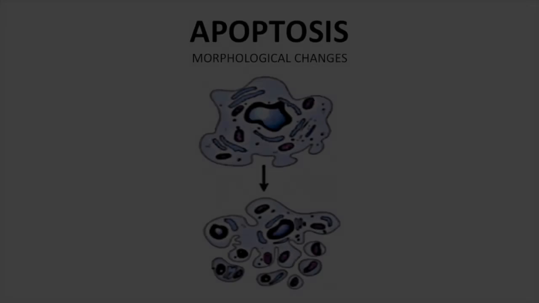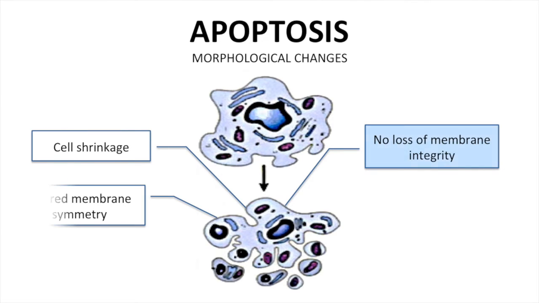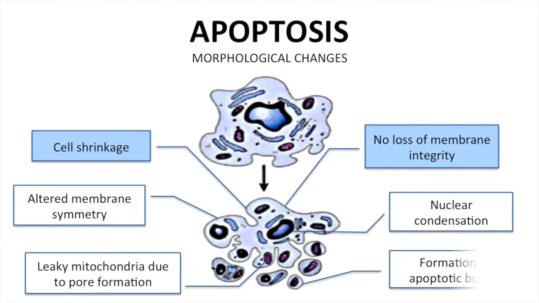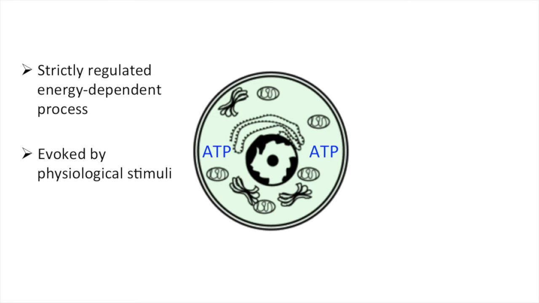Apoptosis, otherwise known as programmed cell death, is highly regulated, whereby death is induced through multiple signaling processes. Some morphological features of apoptosis include no loss of membrane integrity and cell shrinkage, as well as others shown here. This strictly regulated energy-dependent process is evoked by physiological stimuli such as growth factors and affects predominantly individual cells.